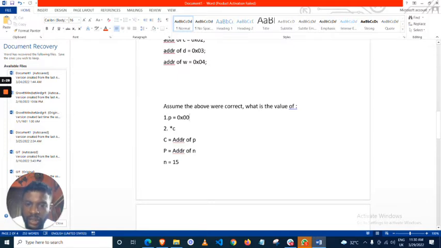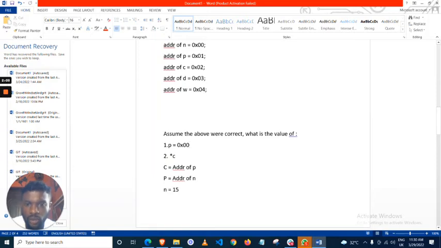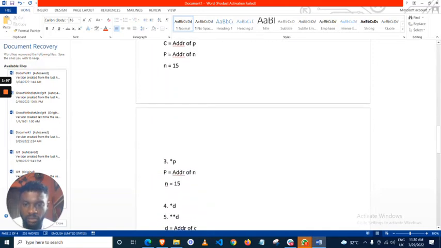So asterisk C, which is used for dereferencing. I don't want to go into the intricacies. Because it is one asterisk, you're going down a step. If I go down a step from C, I'm getting to P. So asterisk C is the address of N. And what is the address of N? From here, the address of N is 0x00. So that's the answer.